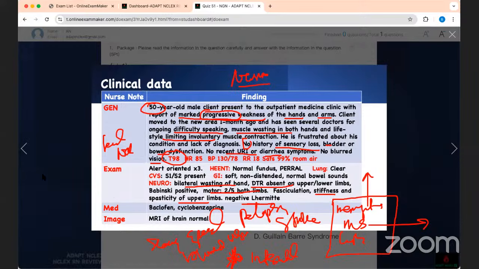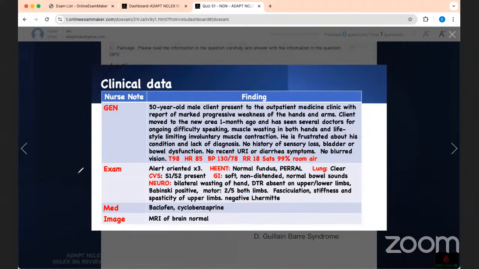So then the other word is hemorrhage sign. In multiple sclerosis, when you flex the neck, they have shooting pain that runs down their spine. That is the Lhermitte sign. And I said it's negative, so it cannot be, right? So this is not multiple sclerosis.